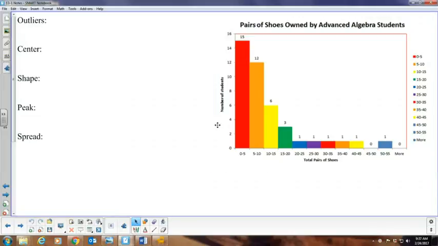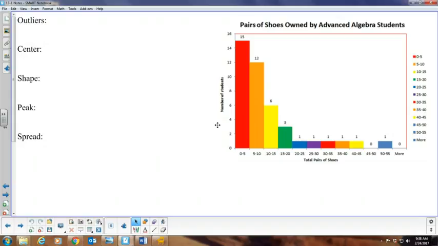So in this video, we are going to talk about how to describe a graph. And you can see here we have a histogram. A histogram, if you remember, is when the bars are connected. So a bar graph would be separated bars. Histogram is when the bars are continuous.